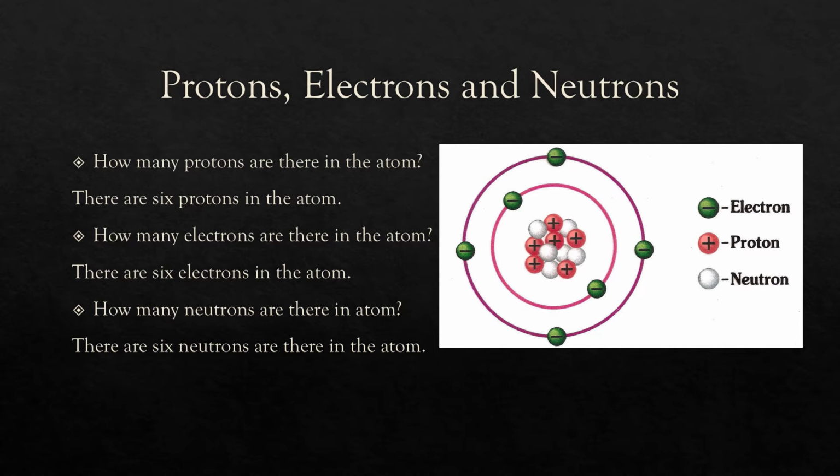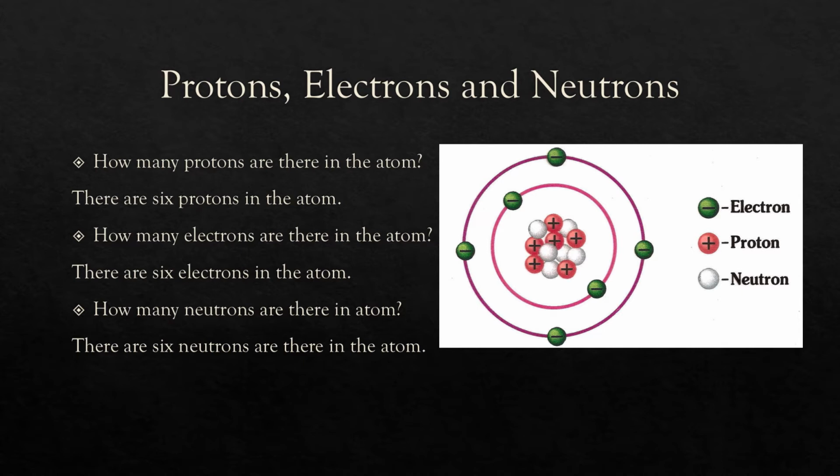So again, how many protons are there in this atom? Take a look at the proton, positive. There are 1, 2, 3, 4, 5, 6 protons in this atom. The second question is, how many electrons are there in this atom? Take a look at the indicator. You have negative, and of course it is colored green. That is outside of the nucleus. So you have 1, 2, 3, 4, 5, and 6. So the answer is there are 6 electrons in this atom.